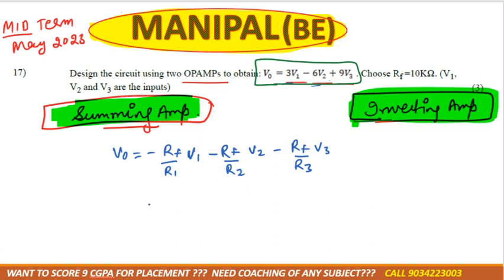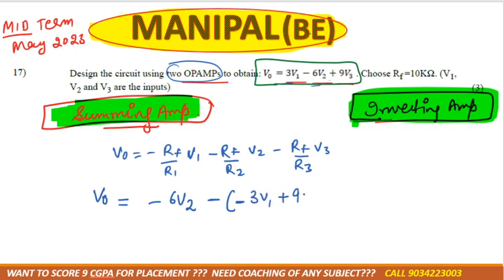Okay, now see, can we write down this equation as, because we have to use only 2 op-amps, they have mentioned. So V naught is equal to minus 6 minus of minus 1 plus 9V3. Can we write it down like this? It would be same, minus and minus would become plus, right? Minus 6V2 as it is, then 3V1 and 9V3 as it is.